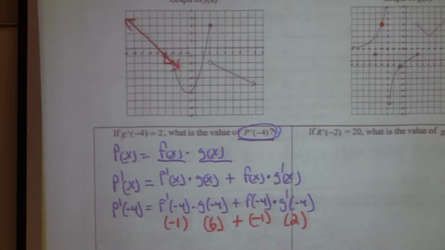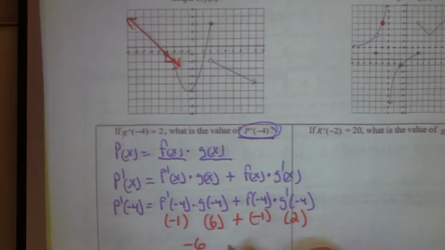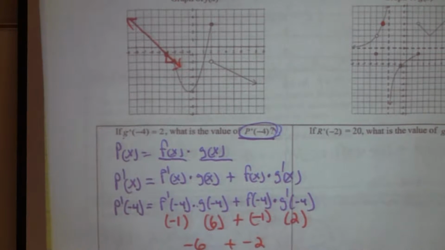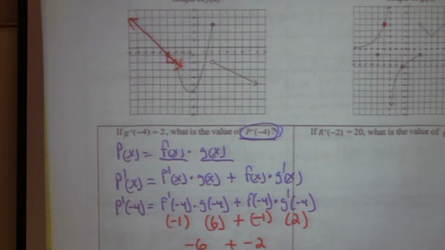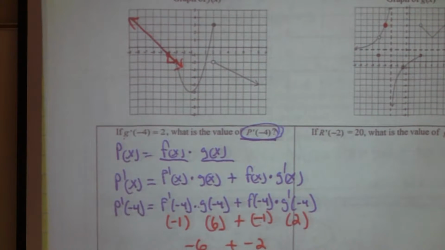Alright, so what do we end up with here? Negative 1 times 6? Negative 6. Negative 1 times 2? Negative 2. So together we get negative what? 8. And that's my derivative of p at negative 4. Awesome. That was deep, right? That was a good one.